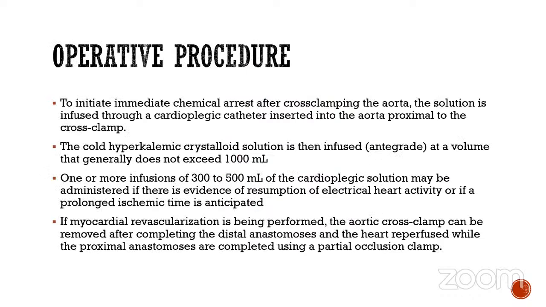So regarding the operative procedure or the method of delivering cardioplegia. To initiate an immediate chemical arrest after cross-clamping the aorta, the solution is infused through the cardioplegic catheter inserted into the aorta proximal to the cross-clamp. The cold hyperkalemic crystalloid solution is then infused at a volume generally that does not exceed 1,000 milliliters. One or more infusions of 300 to 500 ml of the cardioplegic solution may be given if there is evidence of resumption of electrical activity of the heart, or if a prolonged ischemic time is anticipated.